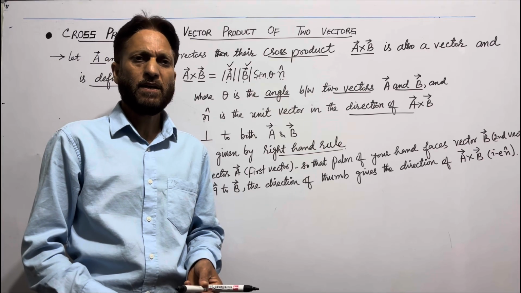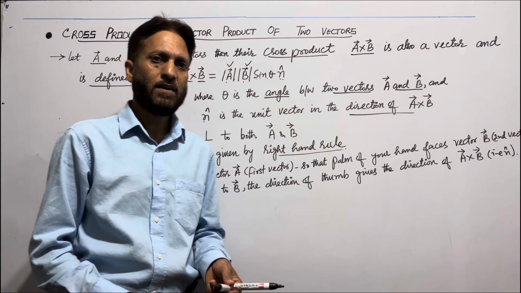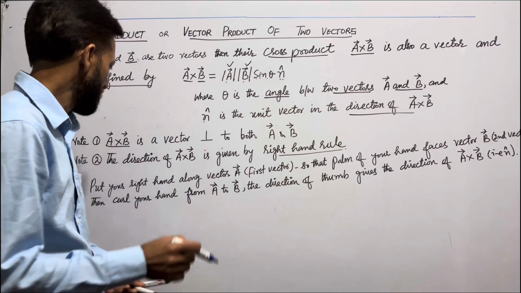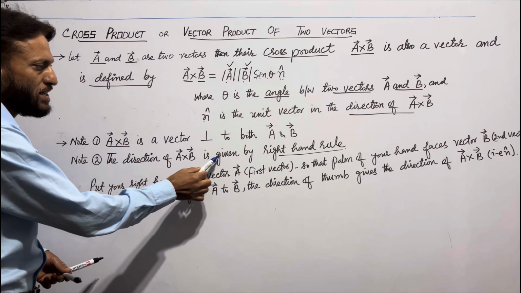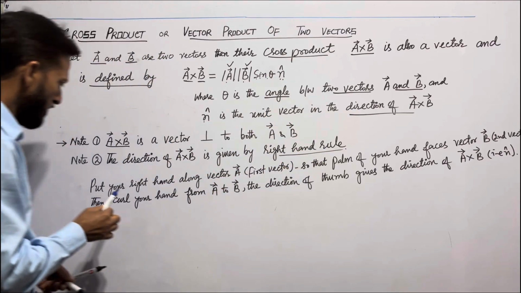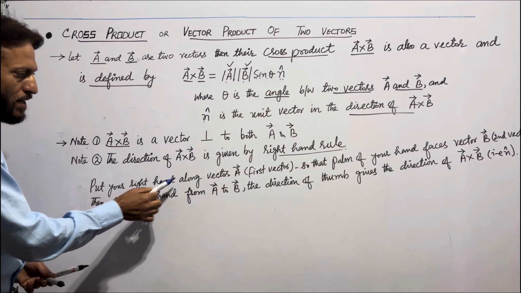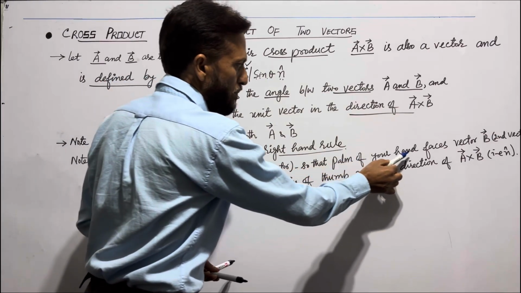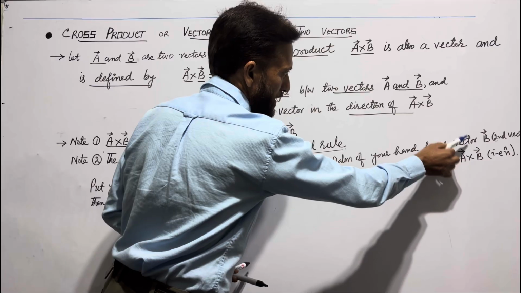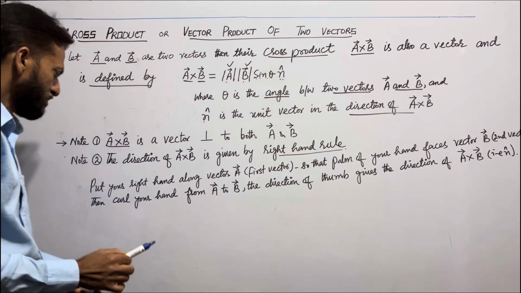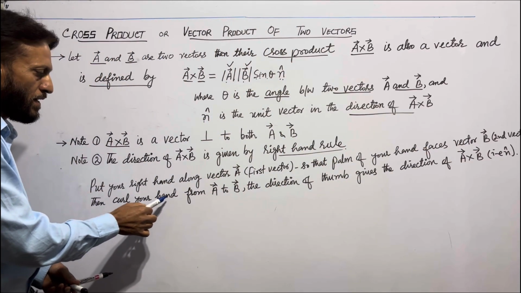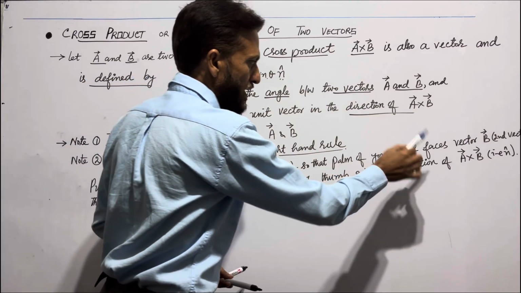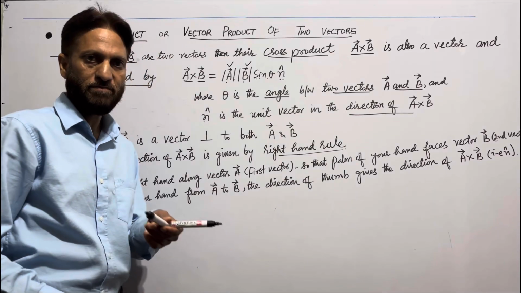The direction of A cross B is given by right hand rule. Let me read right hand rule for you. The direction of A cross B is given by right hand rule. Put your right hand along vector A, first vector, so that palm of your hand faces vector B, second vector. Then curl your hand from A to B. The direction of thumb gives the direction of A cross B.